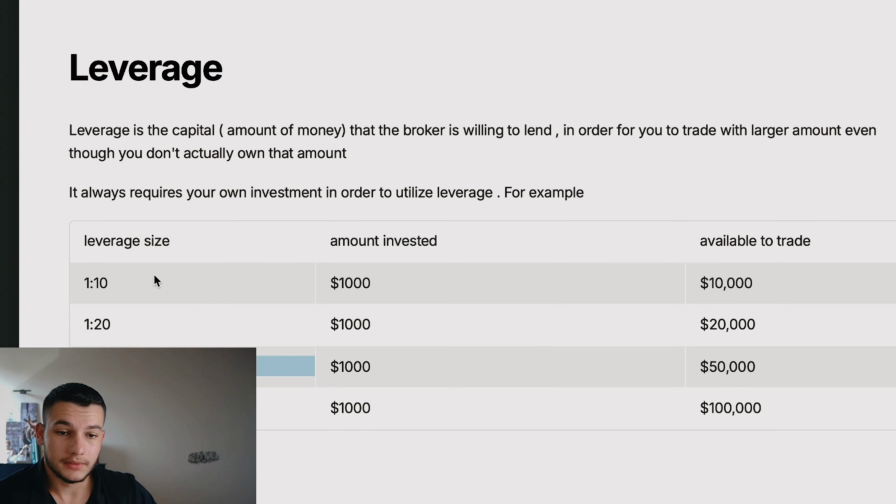So these four leverage sizes are the most commonly used by brokers. And the last one is if you have $1,000 to invest with 1:100 leverage size, it means that you get $100,000 to play with. So $100,000 worth of money to play with.